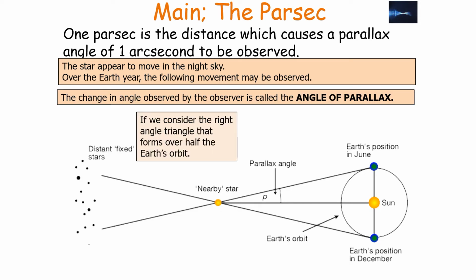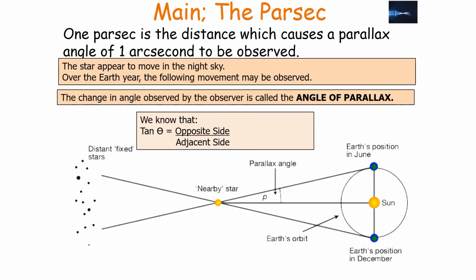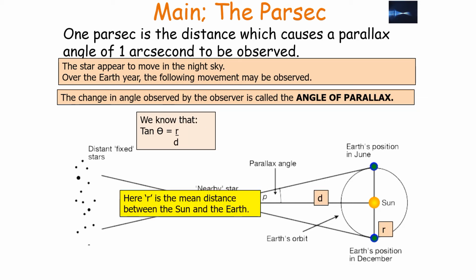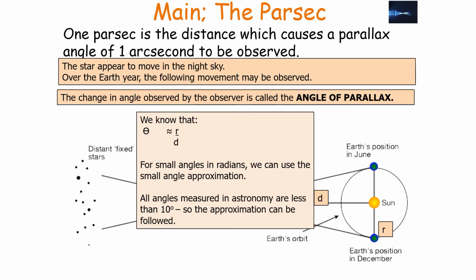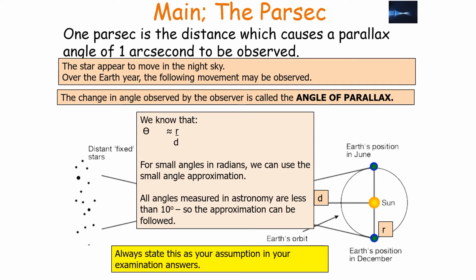Now if we consider the right angle triangle formed over half the Earth's orbit as shown here, we know tan theta is opposite over adjacent, so it's the radius of the orbit divided by the distance between the Earth and the star. So tan theta equals r over d. Here r is the mean distance between the Sun and the Earth, the astronomical unit. So we know that theta equals r over d, because for small angles in radians, we can use the small angle approximation. All angles measured in astronomy are less than 10 degrees, so the approximation can be followed, but always state this assumption in your answer.